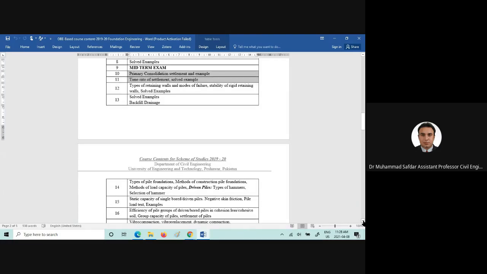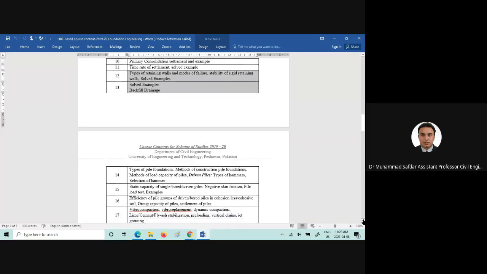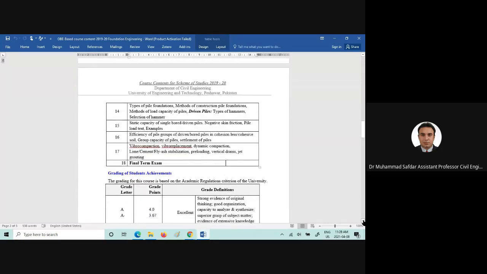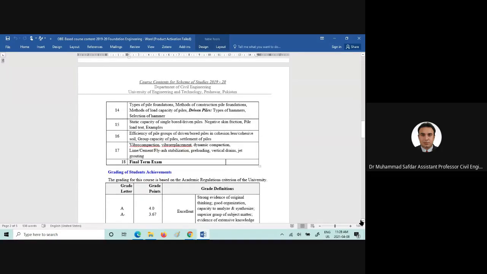Types of retaining walls, modes of failure, stability, and the drainage issues will be discussed in the 12th and the 13th week. Then we will move towards a very important chapter, which will be chapter number 4, and that will be on the deep foundations. And in deep foundations, our main focus will be on the pile foundation.